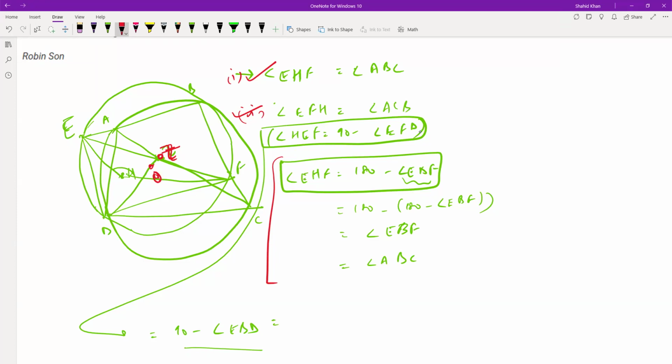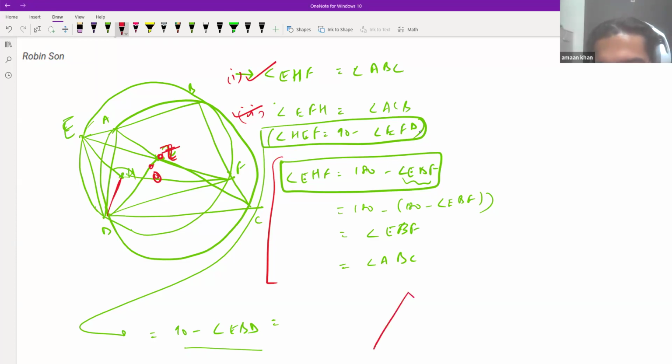EDH is equal to ZDF. How? Oh yeah, these are isogonal. Okay, yes. So wait, I'll just state here what you are saying.